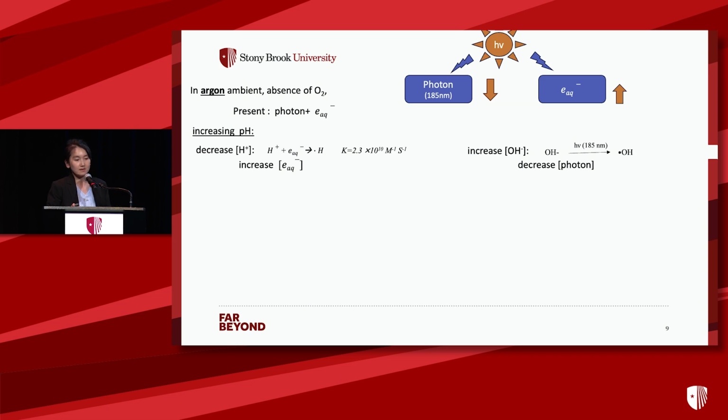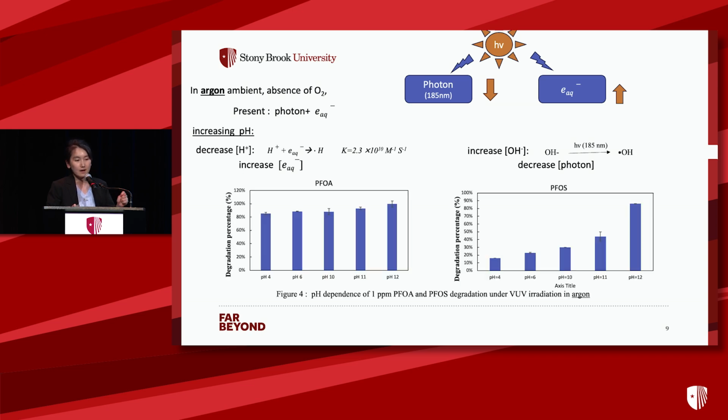So now let's look at the PFAS degradations in the anaerobic condition. We observe a different trend for the PFOA degradations in anaerobic conditions. We see that as the pH increases, PFOA degradation actually increases. And also the PFOS degradation significantly increases when we increase the pH. As we know, when we increase the pH, the reactive species that increases is hydrated electrons.